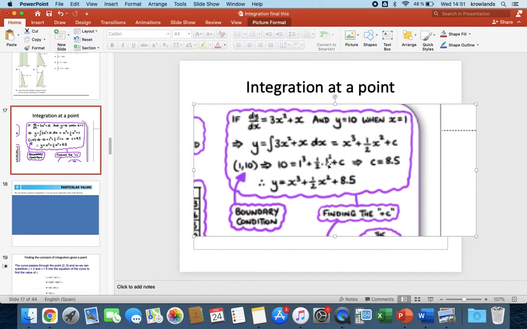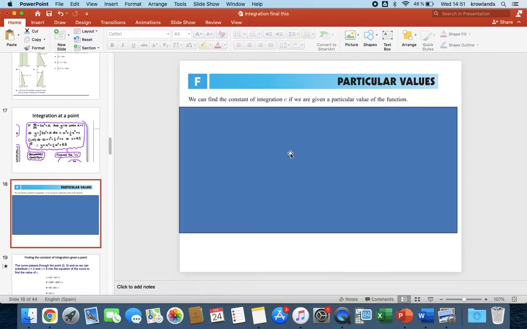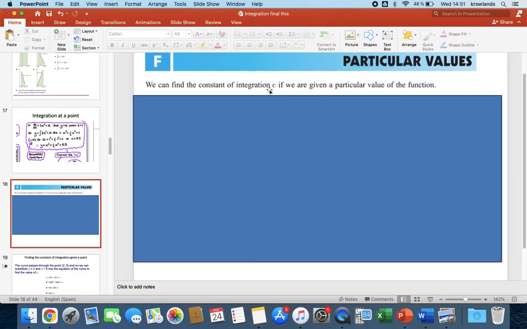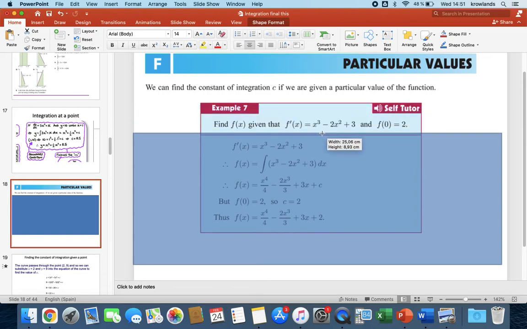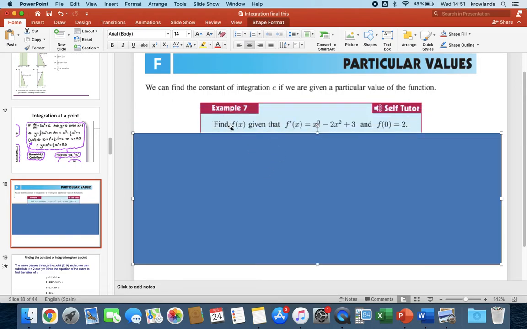We're going to be going over a problem like this in full, and then you can have a go at a few examples yourself. So this says we can find the constant of integration c if we are given a particular value of the function. So this is our question. Find f of x given that f dash of x equals x cubed minus 2x squared plus 3 and f of 0 equals 2. So I need to talk about what each part of this question means.